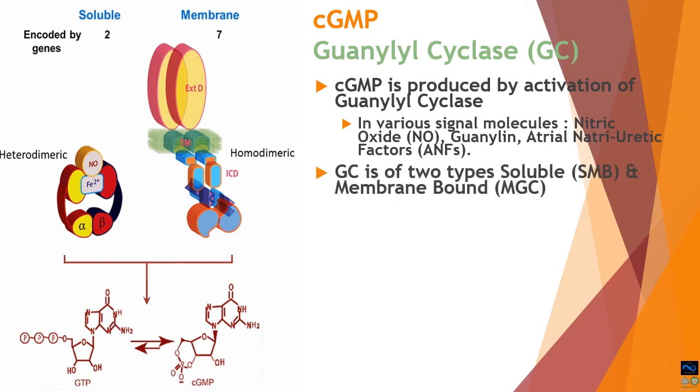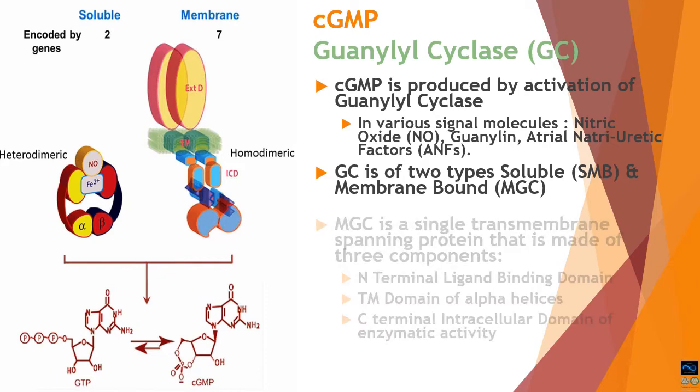The basic difference between the guanylyl cyclase structure and the adenylyl cyclase structure is in its simplicity and its presence in two different types in the effector or target cells. It can be a soluble receptor or a membrane bound receptor. The soluble receptor is heterodimeric, as you can see on the left hand side of the picture, and the membrane bound receptor is usually functional when it is present in a dimeric form, called a homodimeric structure.